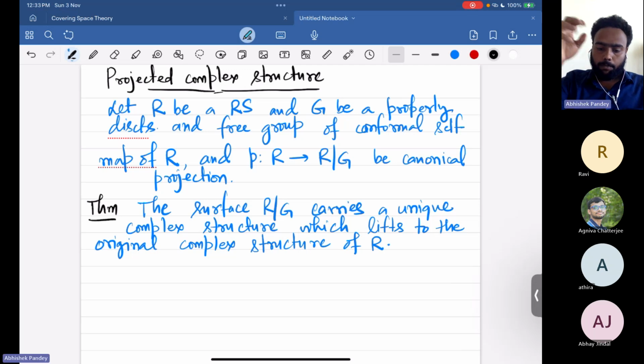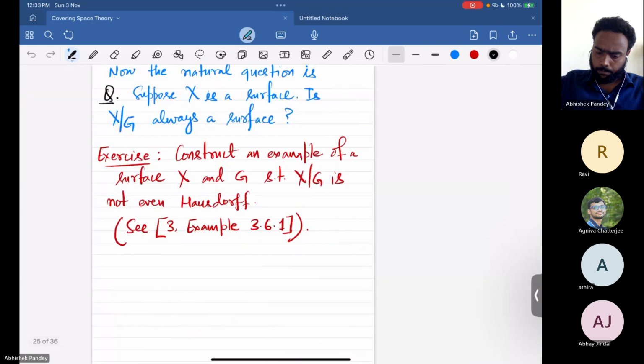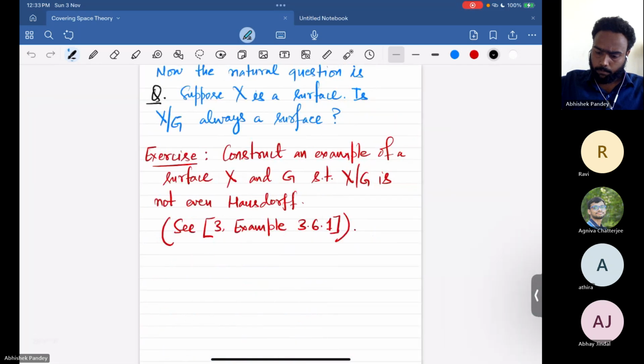So basically, if you remember, suppose X is a surface, is X modulo G always a surface? That was the question. Basically, we can construct such examples where it is not even Hausdorff. So this is an exercise.